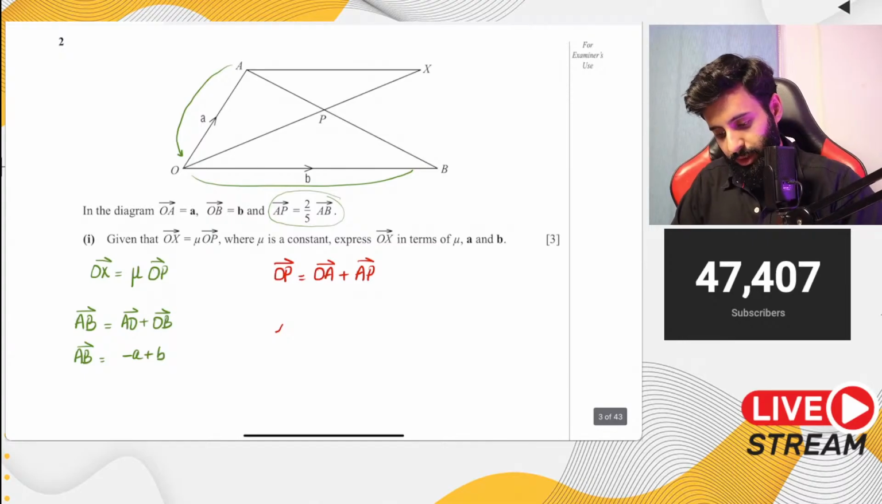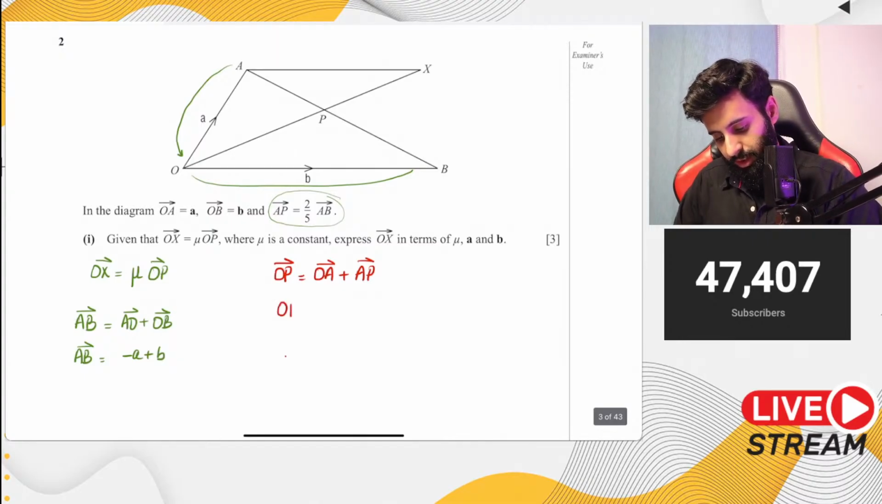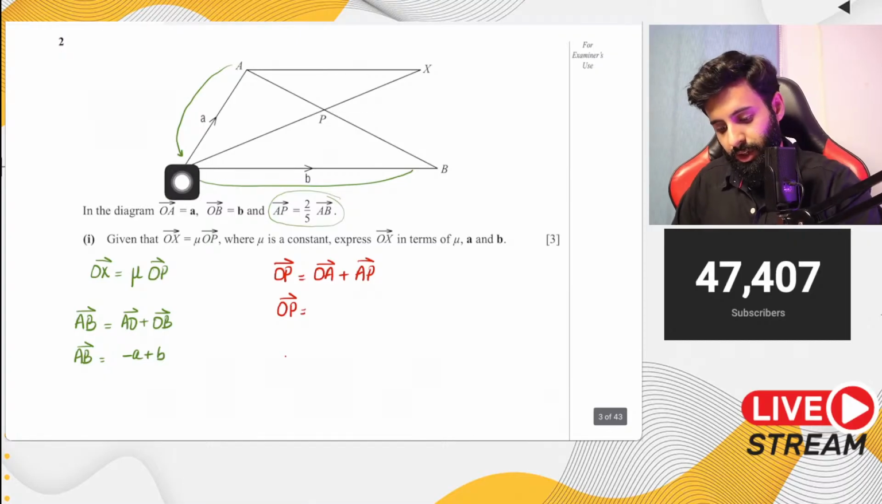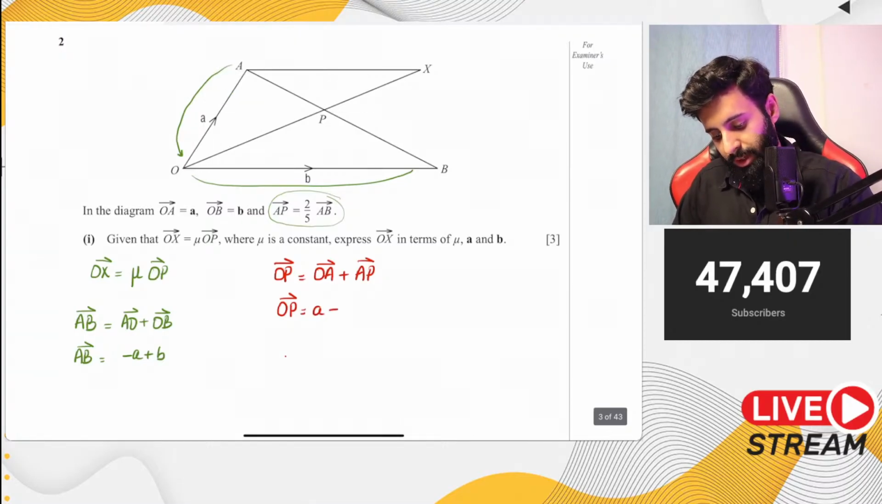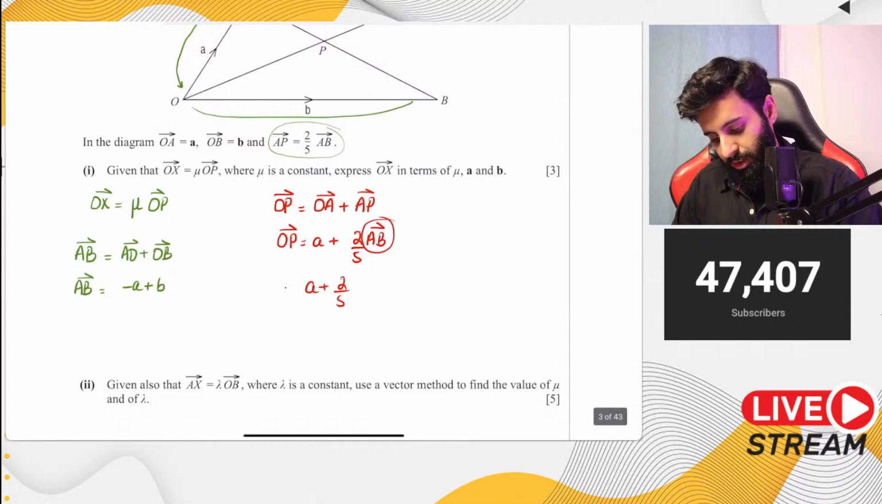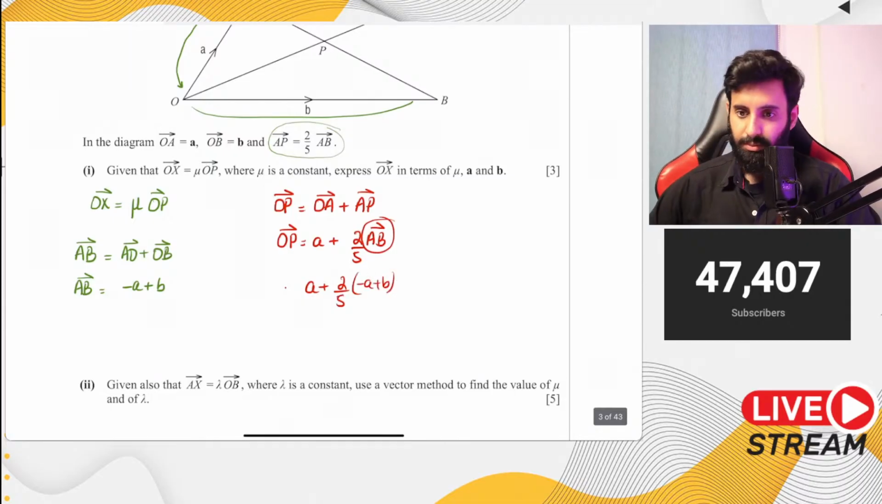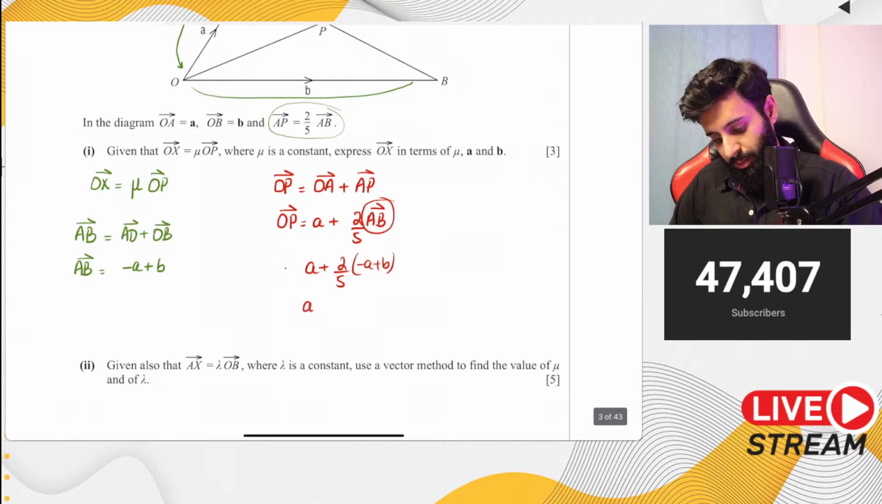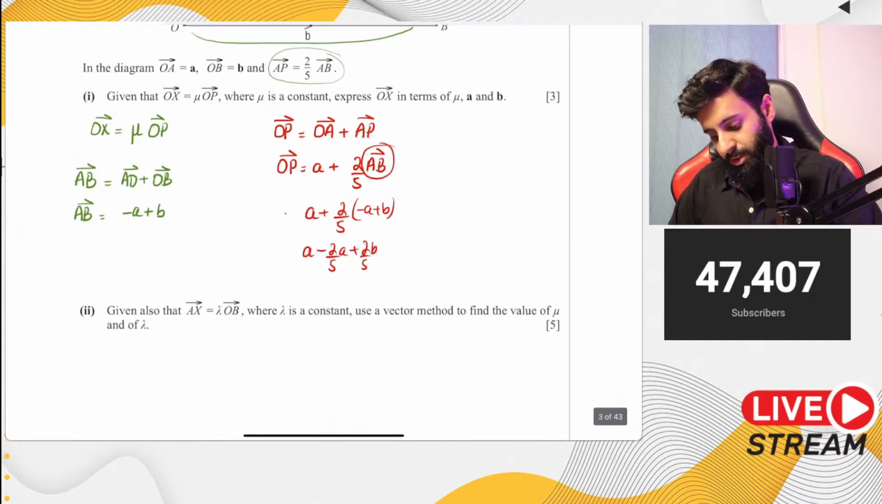Okay, now as far as OA is concerned, we already have that. We know that O to A is A. Okay, but what about AP? Now notice AP is equals to what? AP is equals to 2/5 of AB. Okay, and now that we've already worked out AB, all I have to do is replace AB with minus A plus B. Okay, so let's do that. A minus 2 upon 5 A plus 2 upon 5 B. So what's A minus 2 upon 5 A? That's going to be 3 upon 5 A. Just use your calculator for this. Plus 2 upon 5 B. So what's this equal to? This is equal to OP.